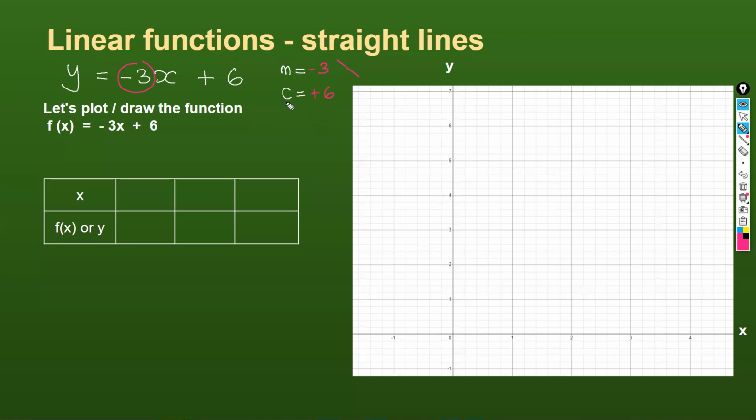Also, our y-intercept is supposed to be +6. So it's not only sloping downwards, it's supposed to slice the y-axis at 6. So it's supposed to slice right here. If we draw this graph and we're not seeing those two conditions being fulfilled, we need to check back our working. So let's choose our values for x now.